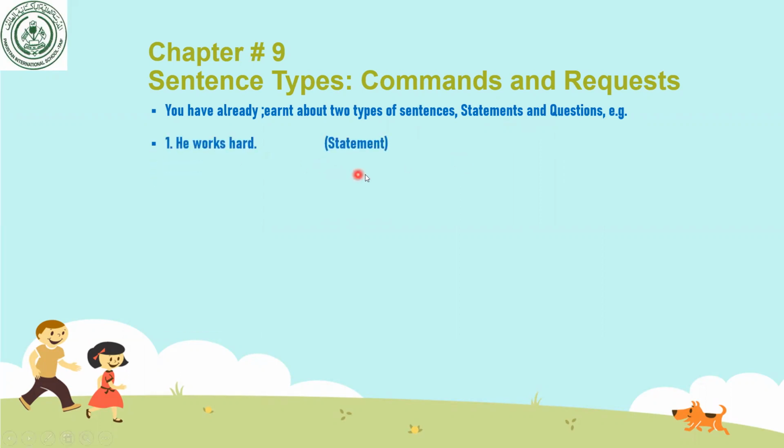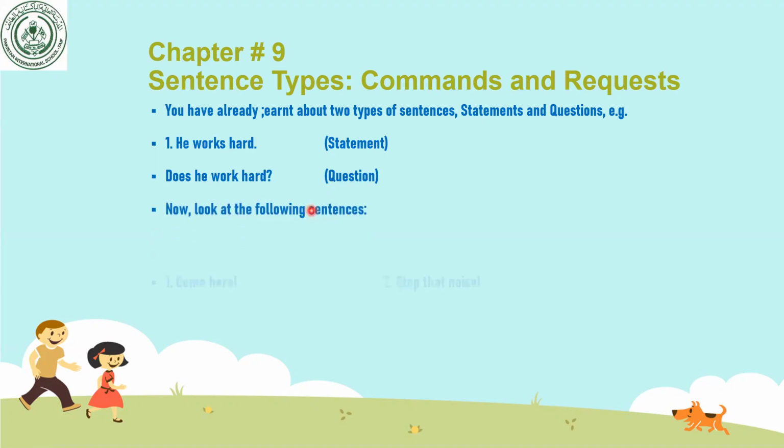Here are examples of these two types. He works hard. This is a statement, an informative sentence. Second, we have: does he work hard? This is a question, an interrogative sentence. So two types we have already learned. Now we will learn two more types of sentence, and those are command and request.